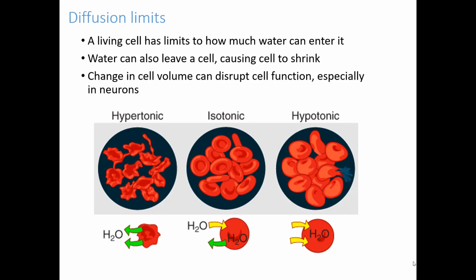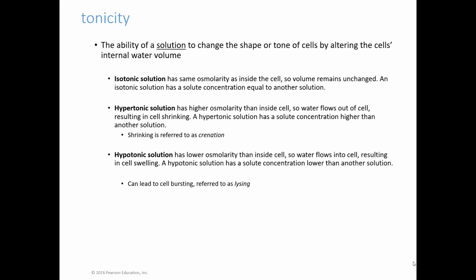This is why we don't give patients distilled water in their IVs, because that would create a hypotonic environment. It would lower the salt concentration in our plasma. So the three terms here: hyper, too much solute; isotonic, the solute levels are balanced; and hypotonic, too much water. So this is a little better explanation of tonicity.